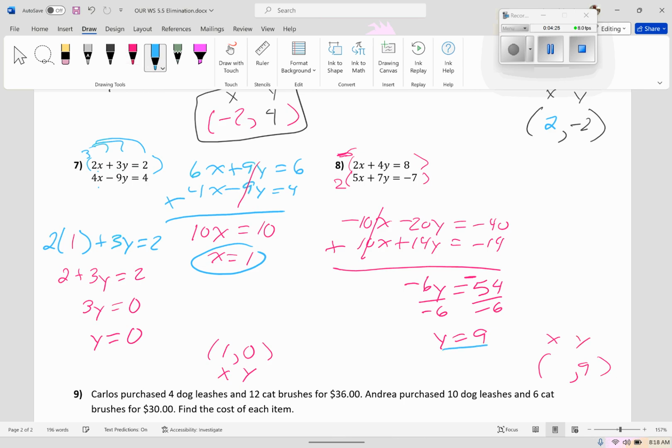So then I'm going to take this, and I'm going to plug it into either the original y's. Doesn't matter which one. I'll pick the top one. There was a y there, but now it's going to be replaced with a 9.